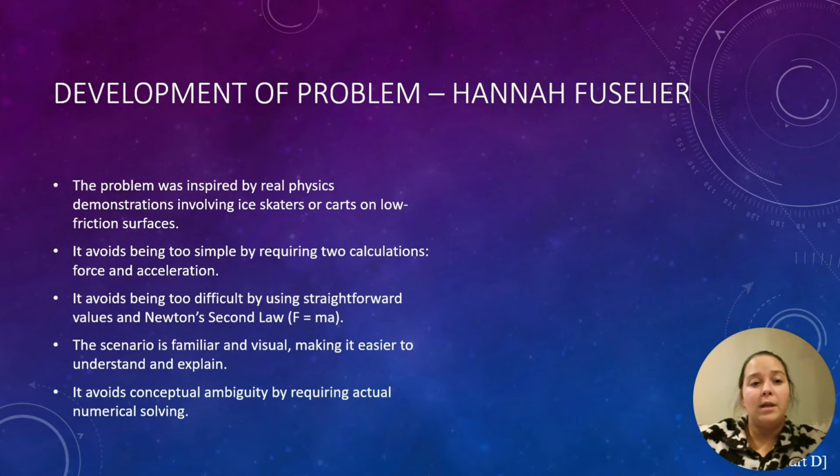Development of the problem. The problem was inspired by a real physics demonstration involving ice skaters or carts on low-friction surfaces. It avoids being too simple by requiring two calculations, force and acceleration. It avoids being too difficult by using straightforward values and Newton's second law, F equals ma. The scenario is familiar and visual, making it easier to understand and explain. It avoids conceptual ambiguity by requiring actual numerical solving.